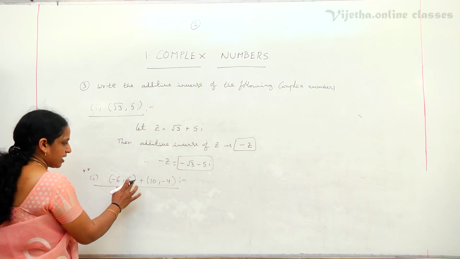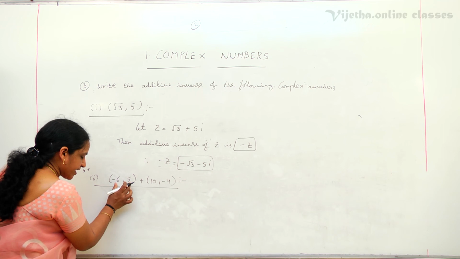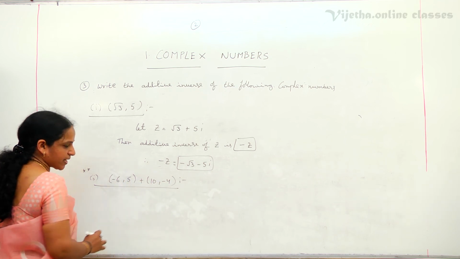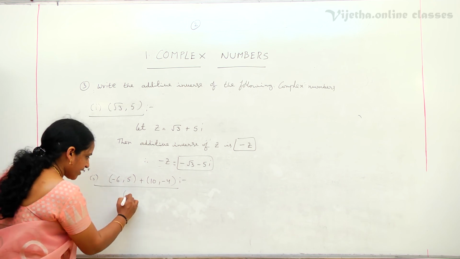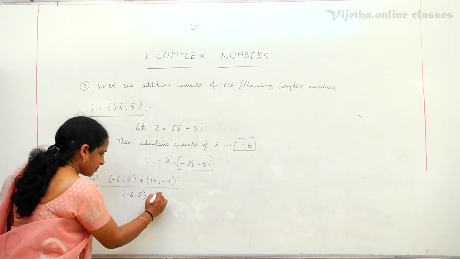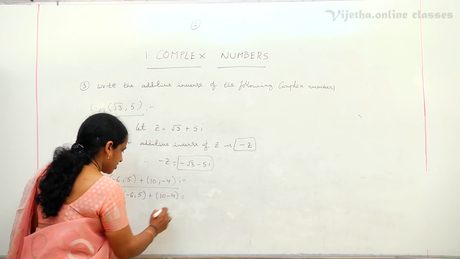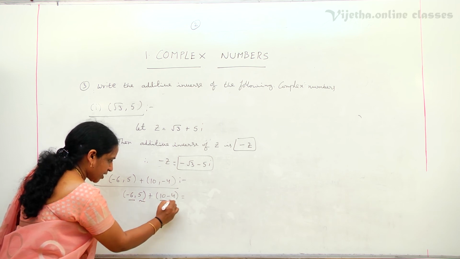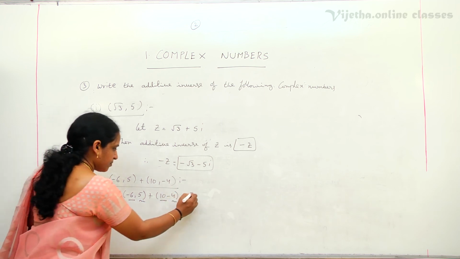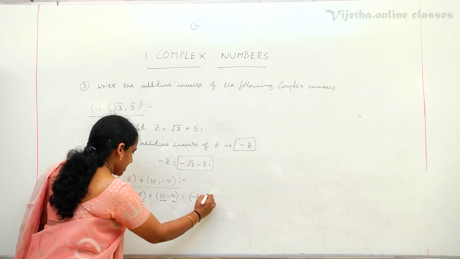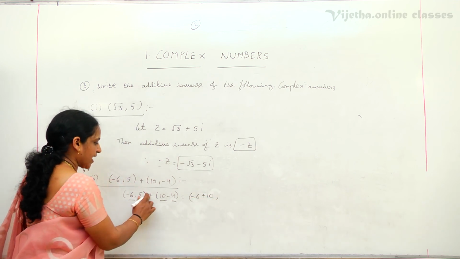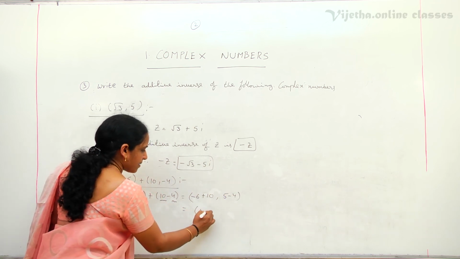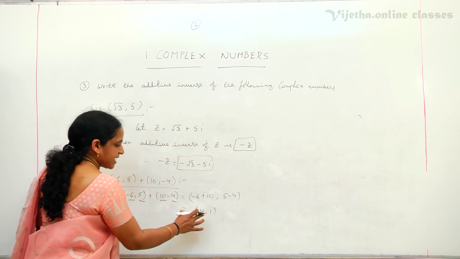Let them be Z1 and Z2. Then the sum of the two complex numbers: minus 6 comma 5 plus 10 comma minus 4 equals adding real part to real part and imaginary part to imaginary part. That means minus 6 plus 10, next 5 minus 4. So 4 comma 1. This is the actual complex number.